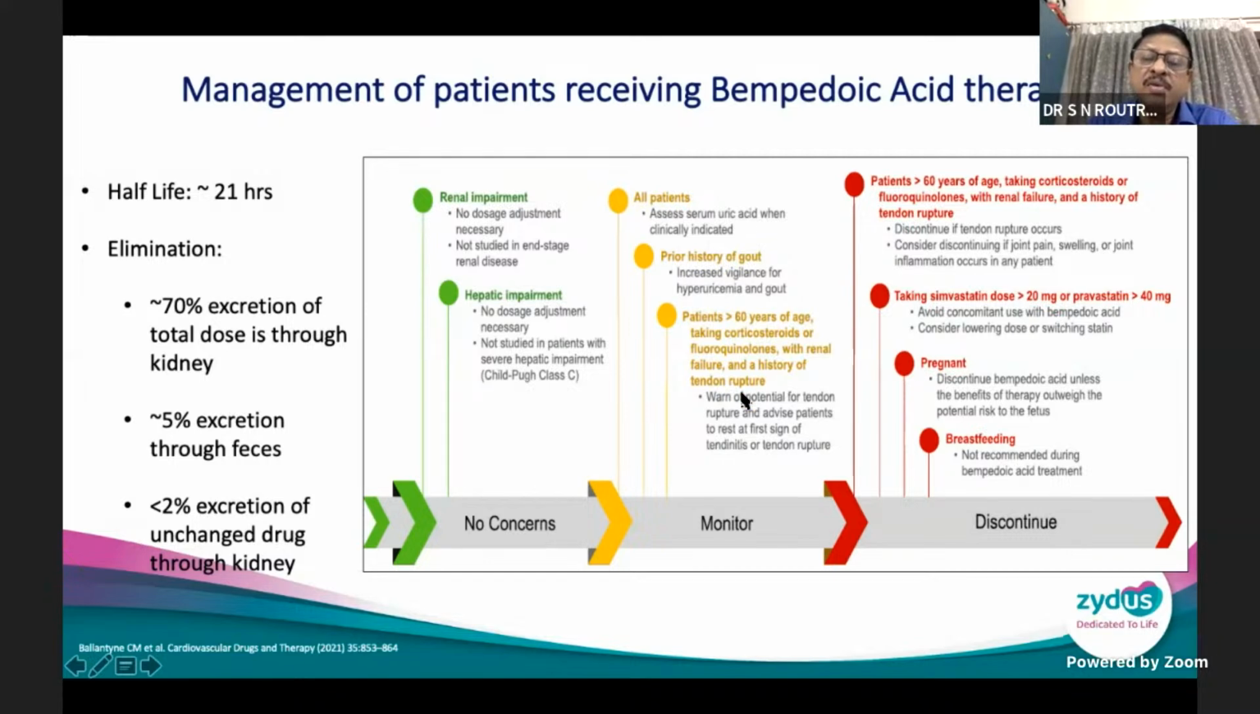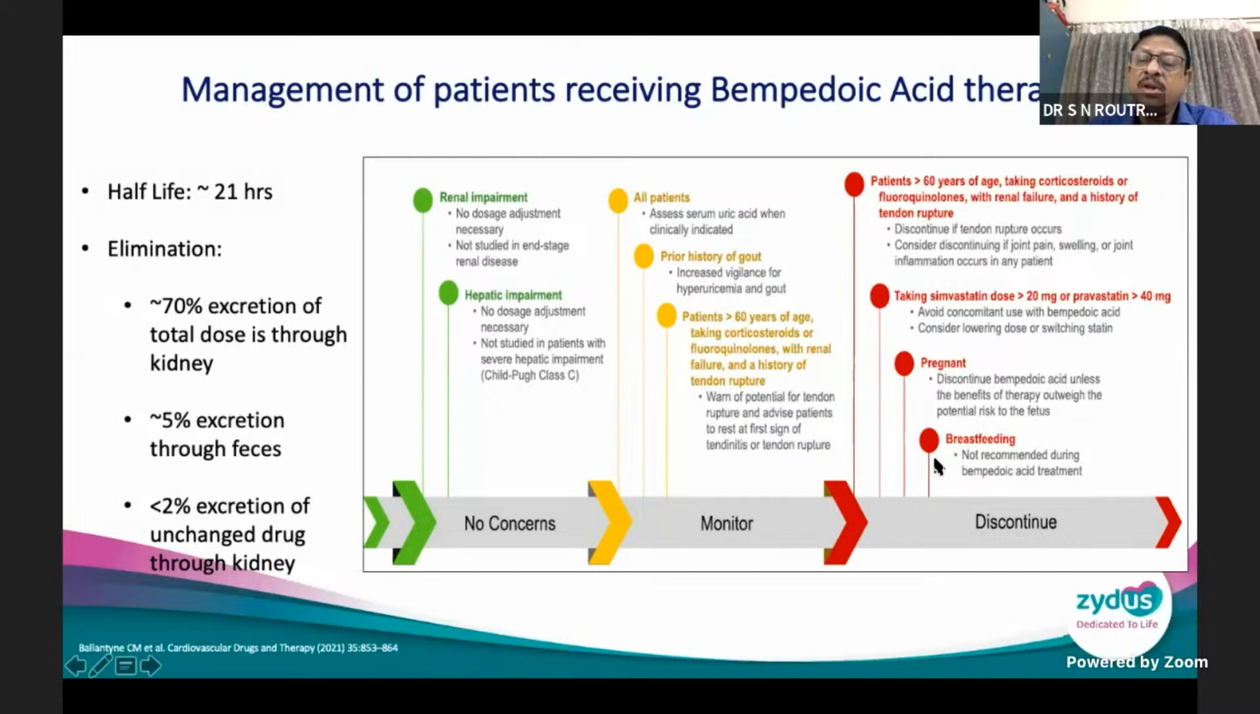For all patients, assess serum uric acid when clinically indicated. Usually, it is better to assess uric acid at the beginning of therapy. We should know which patients have a history of hyperuricemia and gout, and we have to be more careful. If there is a prior history of gout, there should be increased vigilance for hyperuricemia and gout, because this may precipitate them. Also monitor if the patient is more than 60 years old, taking corticosteroid or fluoroquinolone, with renal impairment, or with a history of tendon rupture or potential for tendon rupture, and advise the patient to rest at the first sign of tendinitis or tendon rupture.